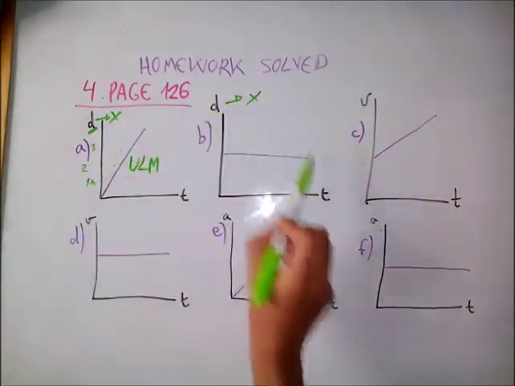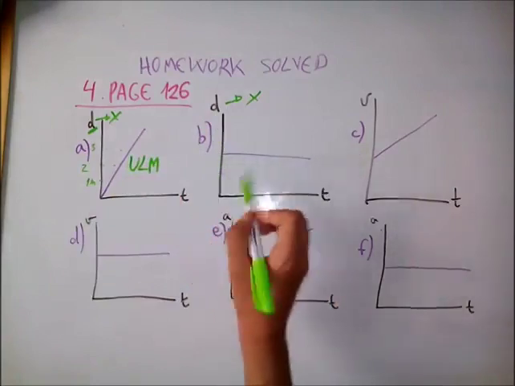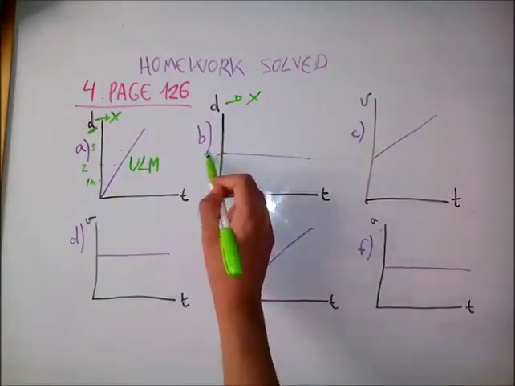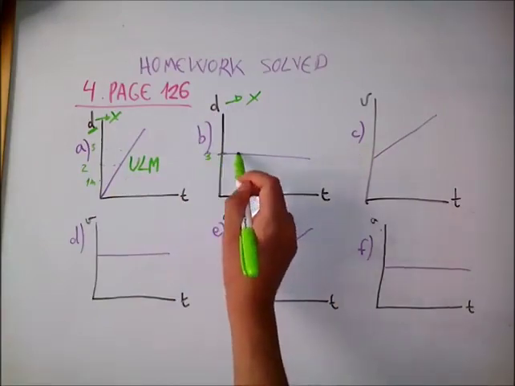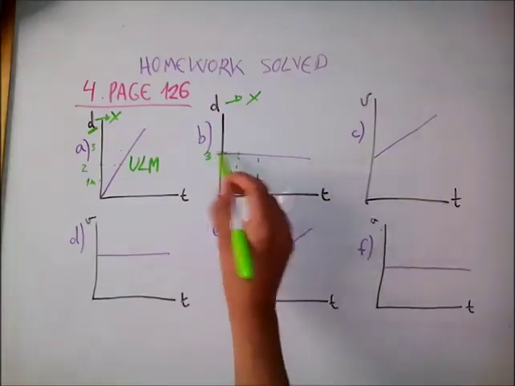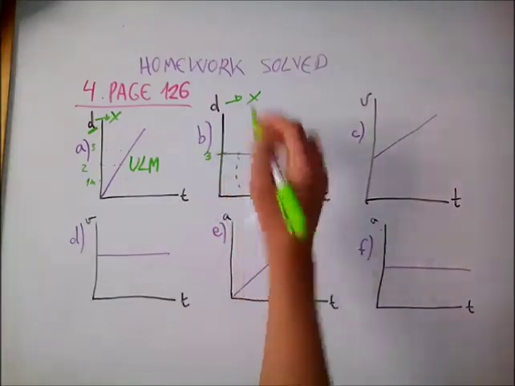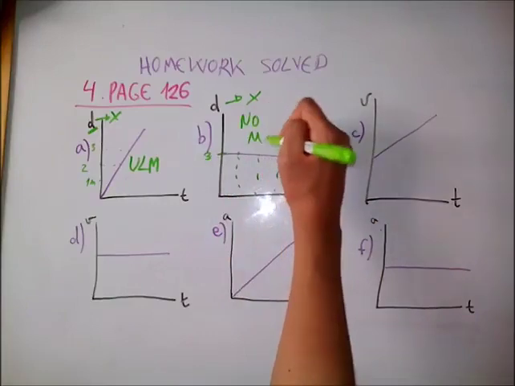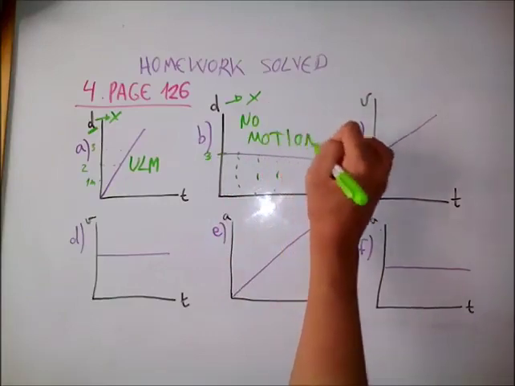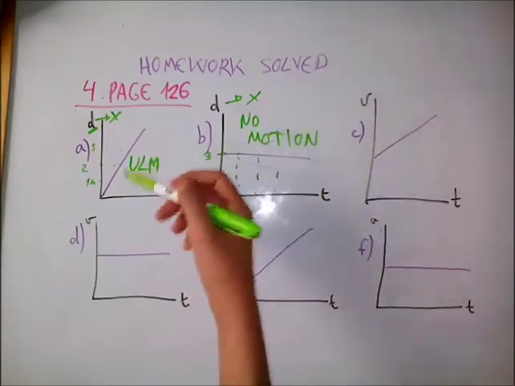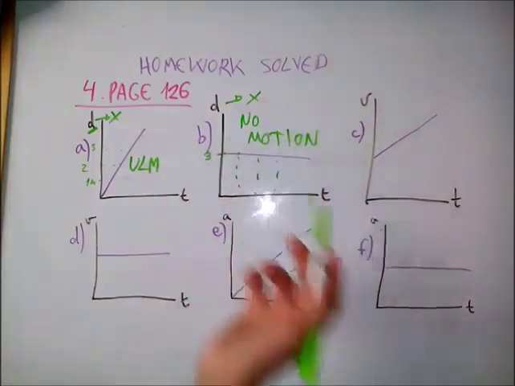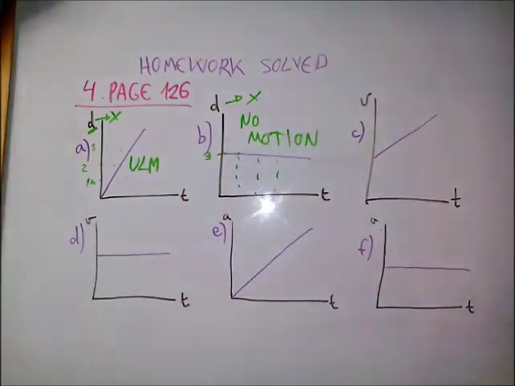This is also a distance time graph, but you can see a horizontal line. This means that if this is equal to 3 meters, for example, as time goes by, we are still in 3 meters, so this is no motion. Guys, do not say no motion, uniform linear motion. It is either one or the other, okay? Do not mix them.